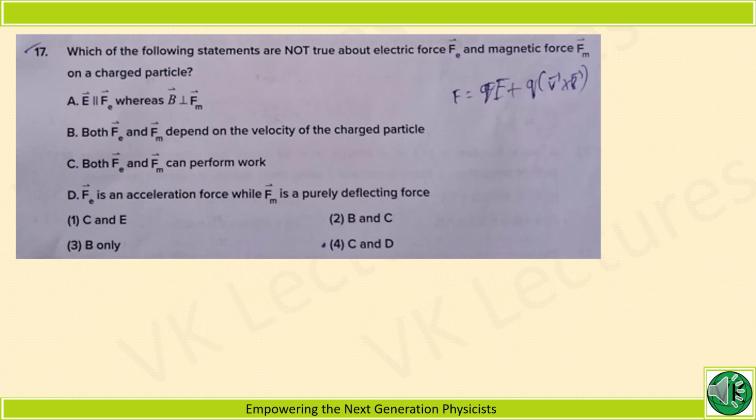Which of the following statements is not true about electric force Fe and magnetic force Fm on a charged particle? The statements are: A, E parallel to Fe, whereas B perpendicular to Fm. B, both Fe and Fm depend on the velocity of the charged particle. C, both Fe and Fm can perform work. D, Fe is an acceleration force while Fm is purely a deflection force.